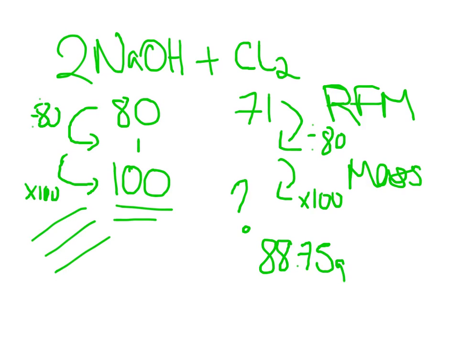In both cases you can end up with the same value, which is 88.75 grams. So that's what you would expect anyway, because 80, the relative formula mass of sodium hydroxide, is slightly more than the chlorine that you would need to fully react it. So if you had 100, you would expect a number which is slightly less than 100, and 88 fits that bill. So that's what you're looking for.